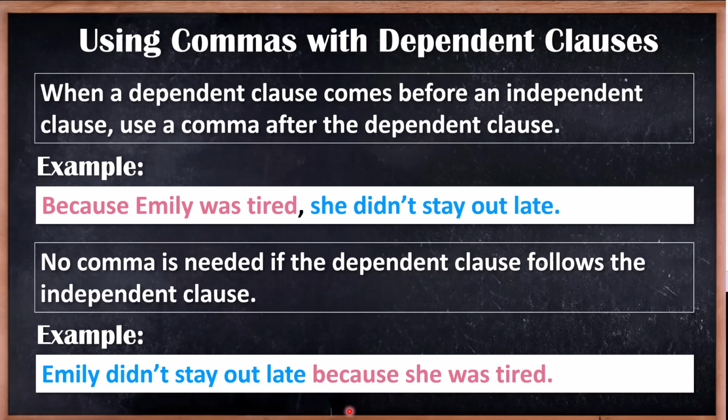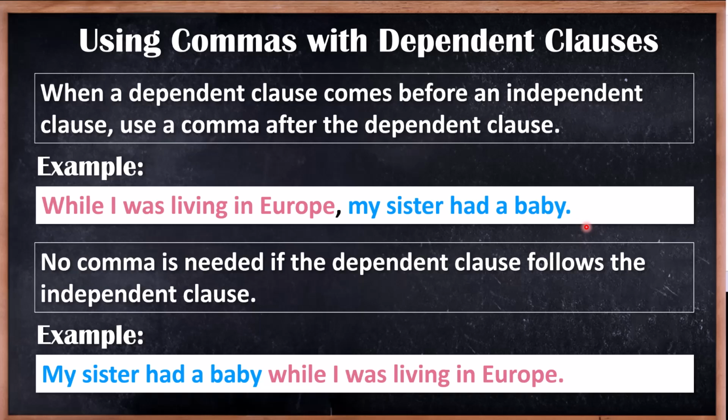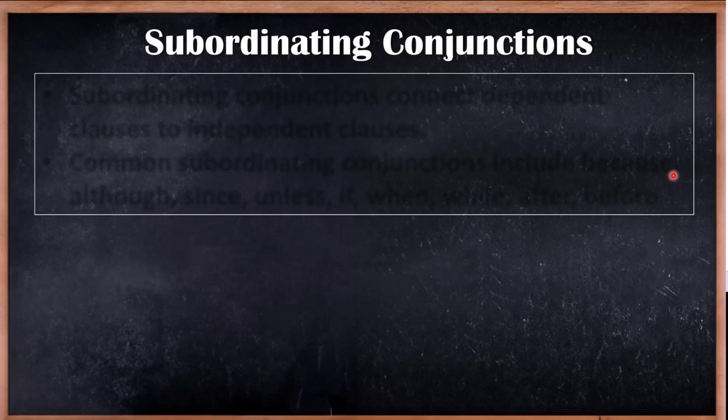Let's look at another example. While I was living in Europe, comma, my sister had a baby. While I was living in Europe is a dependent clause, so we must have a comma after it. We could also reverse these clauses and not use a comma. My sister had a baby while I was living in Europe. Now, something you will notice is that dependent clauses usually start with words like while, if, when, and these words are called subordinating conjunctions. So let's talk more about subordinating conjunctions.